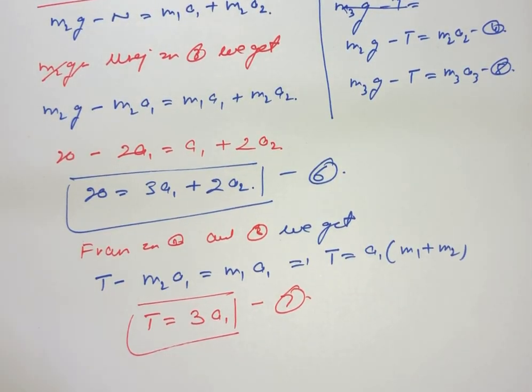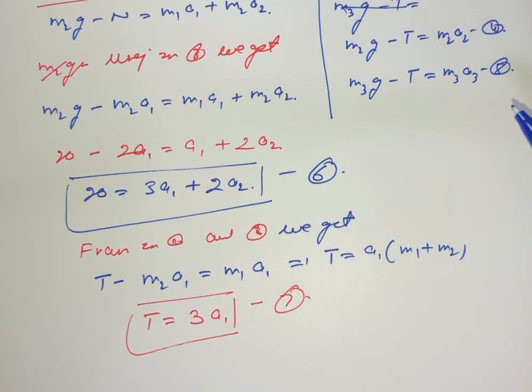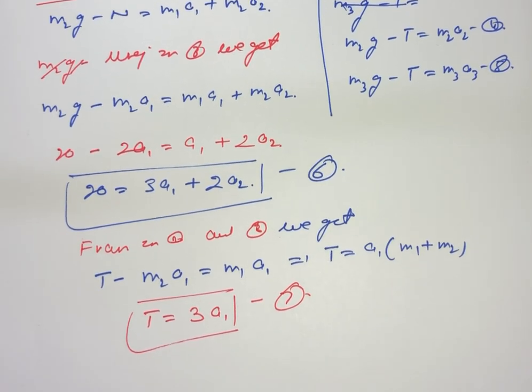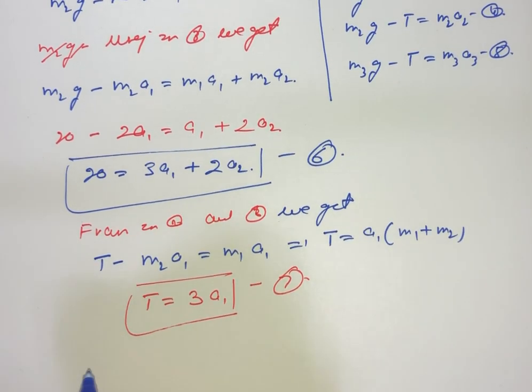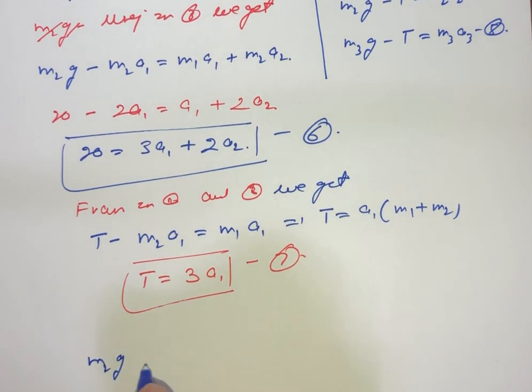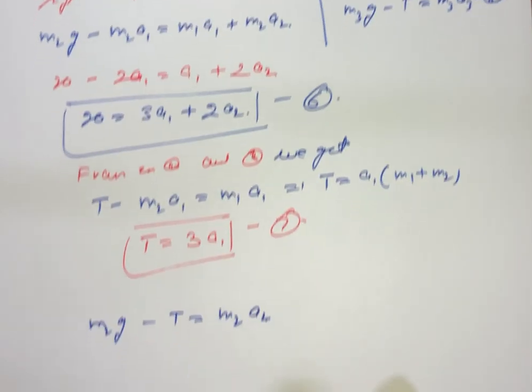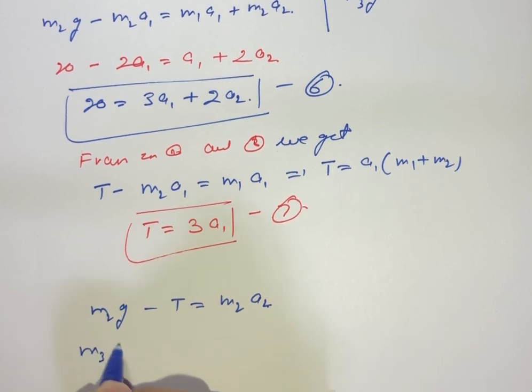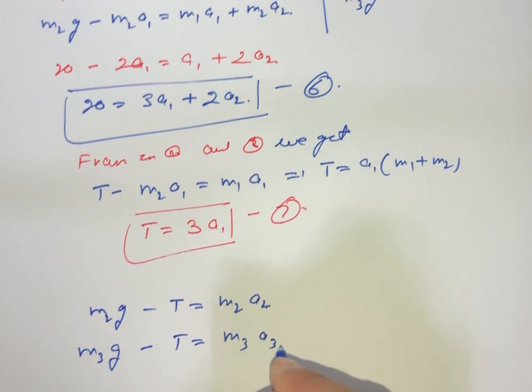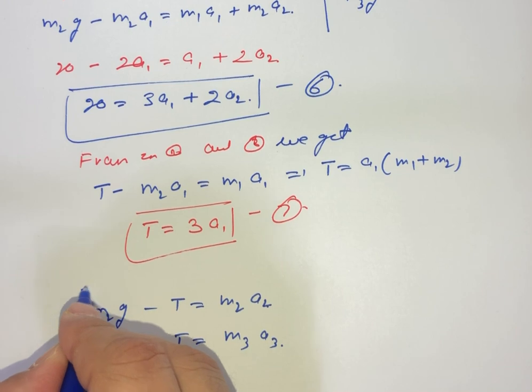Now we use equations 2 and 5, or yeah, we can subtract them. Let us use 4 and 5. So we can say our m2g minus T is equal to m2a2, and we have m3g minus T is equal to m3a3, and this is using equations 4 and 5.